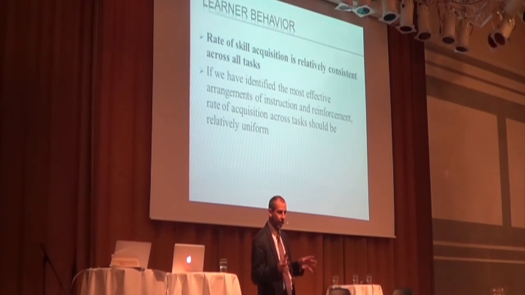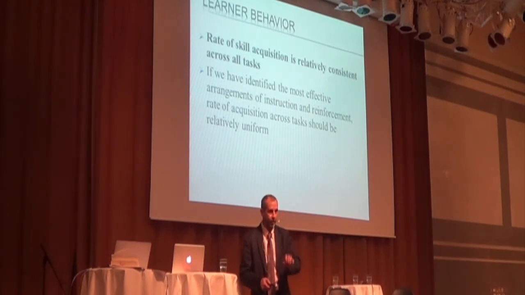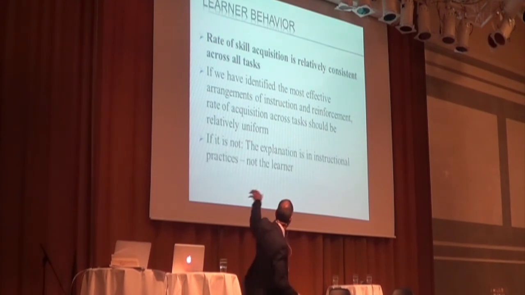And we need to understand that if we're not seeing rapid learning in all areas, or at least consistent rates of learning, there's probably something with our instructional program, not that this kid can't learn quickly, or can't learn at a consistent rate. So big differences in rates of learning should be a red flag that something is wrong with our instructional practices. The explanation is us, not the learner.